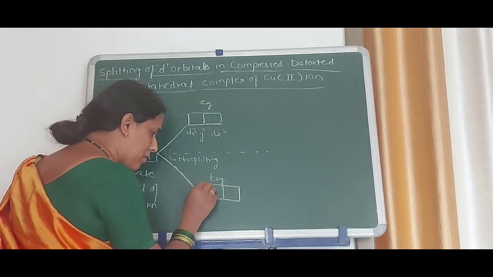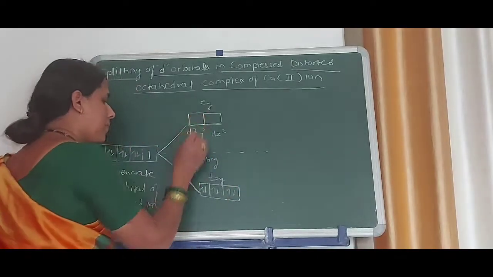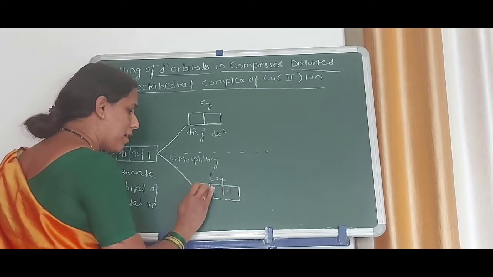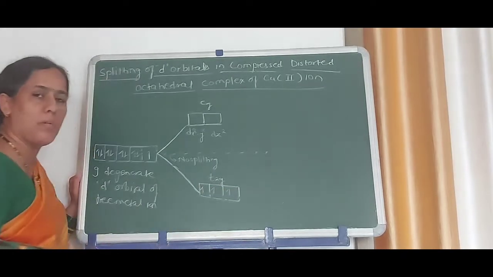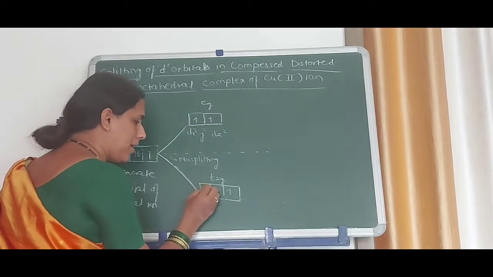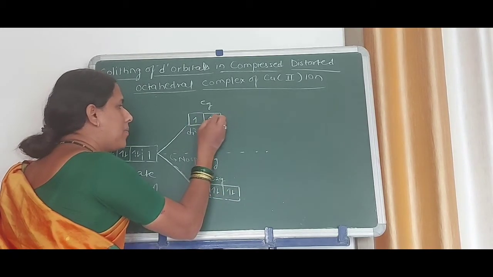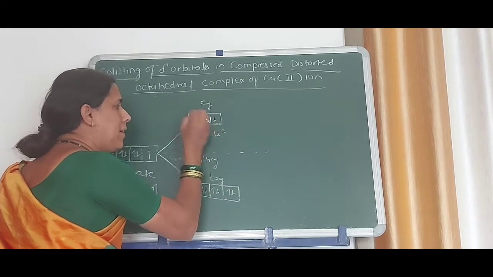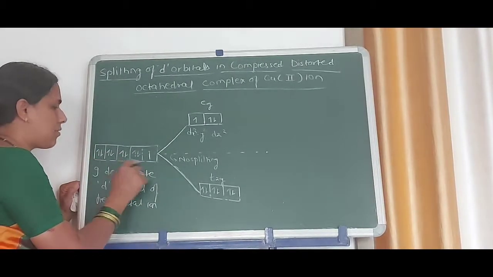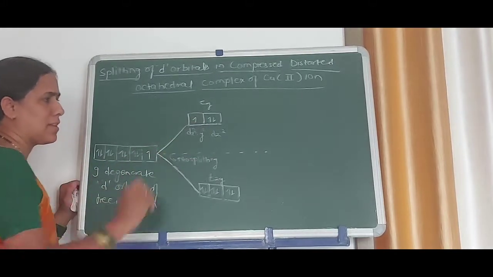Now the number of electrons. First we fill according to Hund's maximum rule of multiplicity: 1, 2, 3, 4, 5, 6, 7, 8, 9. How many electrons? That is equal to 9. 2 plus 3, 8, and here 9. Therefore, this is the distribution of these electrons.